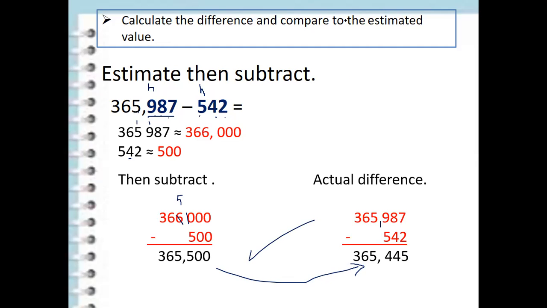Okay, now let's have another example. Okay, we have here 7,437 minus 56. So let us check the numbers. So this is how many digits? 1, 2, 3, 4. And how many digits? 56 has 2 digits. Therefore, we are going to round to the nearest tens.